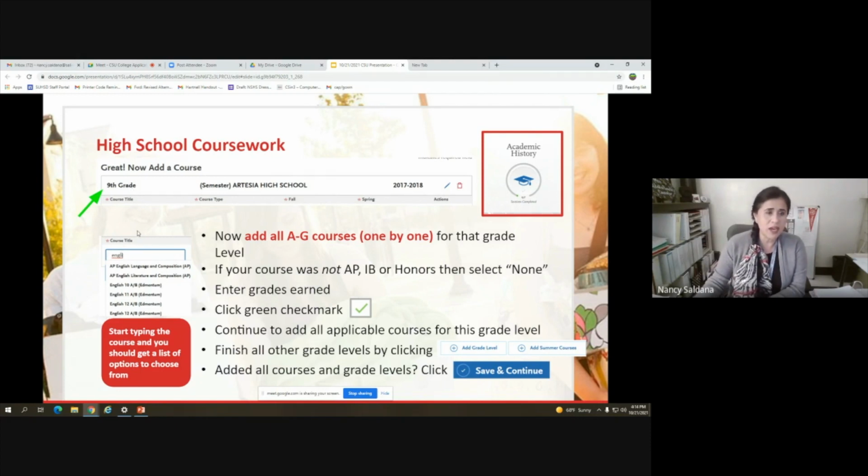So on the left-hand side, you can identify the class that you are going to input. For this particular student, they are going to start with their English class. They're going to go ahead and type in the name of the course, right? And then all of the courses that are available at North High are going to appear here. So you're going to identify English 9, right? Since we're doing 9th grade level, you are going to select the English 9 class that you completed in 9th grade.